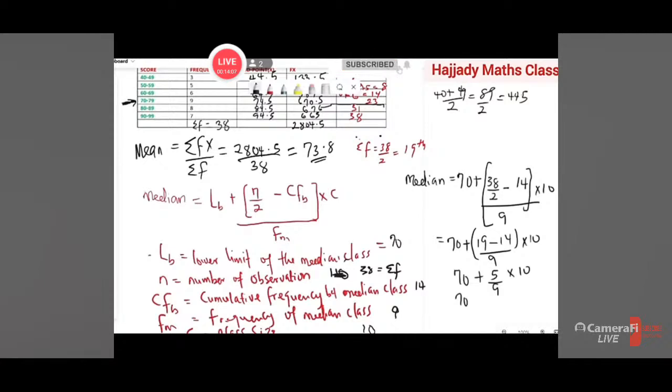You have 70 plus 5 over 9, or 5, let's multiply 5 by 10, and here we are going to have 50 over 9. Okay, so going forward, we have 50 over 9. You can solve that using your calculator. So we are going to have 70 plus 50 over 9, because I am doing this without using a calculator.